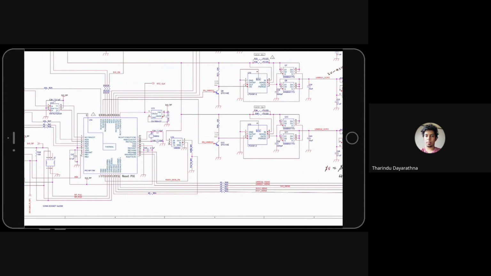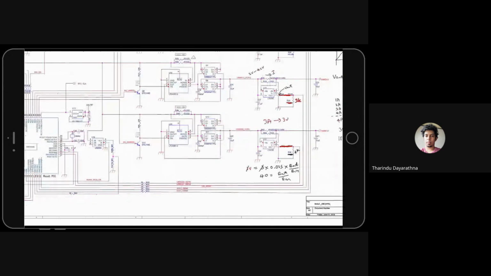So any question? Any other before I go to the reset PIC?